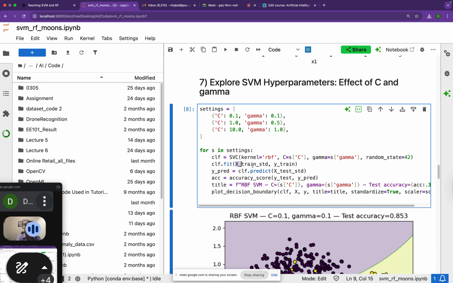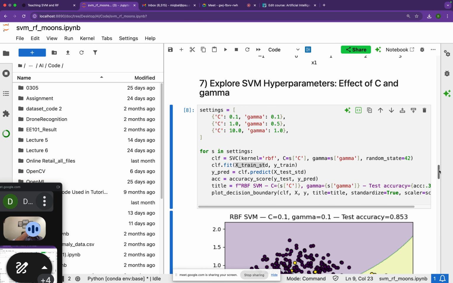We have already X train and Y train. We just fit the model, then call predict, then calculate the accuracy, and then plot our decision boundaries with the title and everything. It's going to create three graphs, because there are three values there.